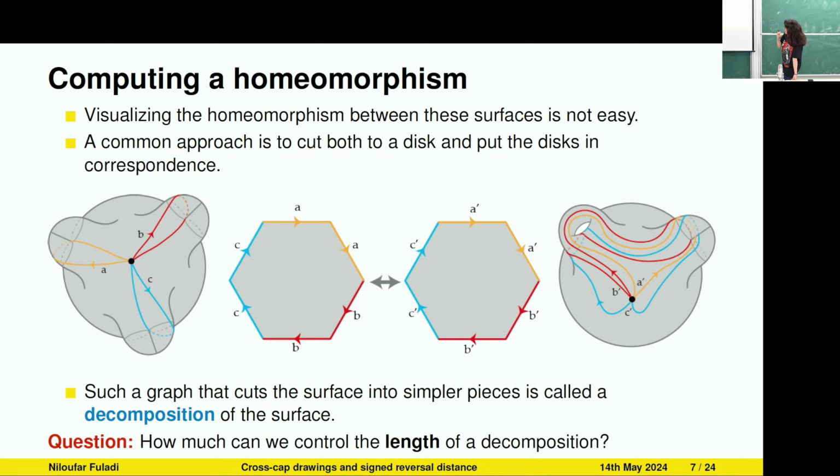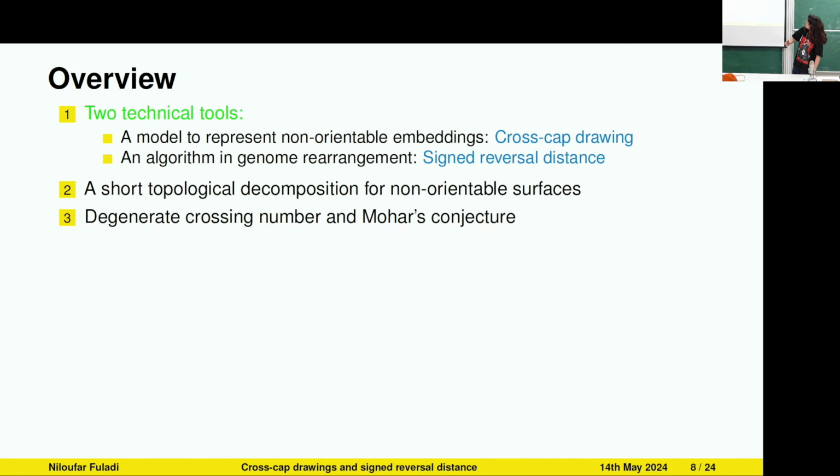Now this is what I call a decomposition of the surface or of the graph. And one natural question here is how much can we control the length of the decomposition? So if my surface is given discretely with some graph on it, how much can I control this length?